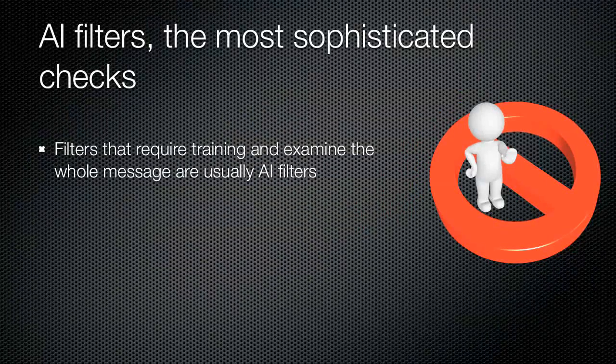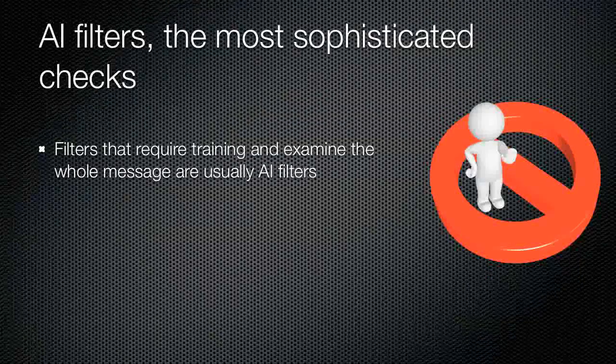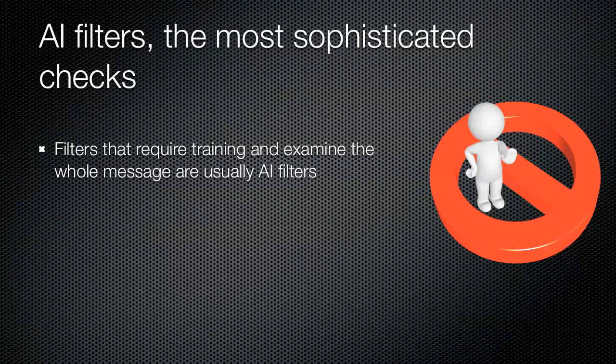Filters that require training, they usually are AI filters. AI, artificial intelligence filters, almost always require training, meaning filters are trained by feeding them spam and ham content, spam and not spam. Let's say a filter classifies this message as spam. You as a human look at the message and say, yes, it is spam, or no, it is not spam, you classified it incorrectly. So this is what training is all about.